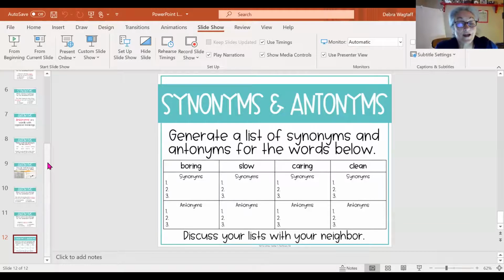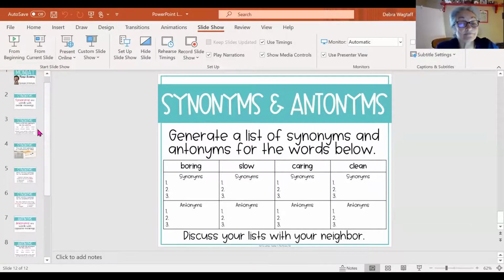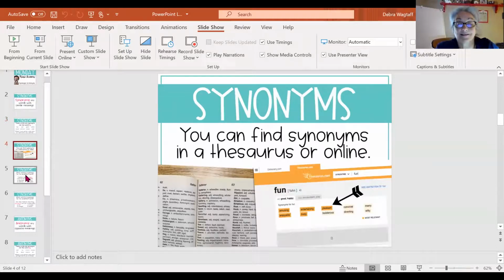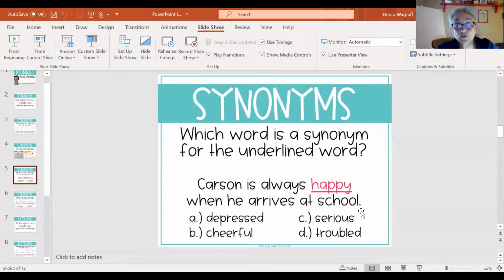Now I know where we're going. We got way ahead. Hang on. There we go. Which word would be a synonym for the word happy? A, B, C, or D?